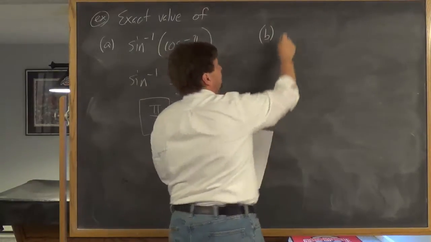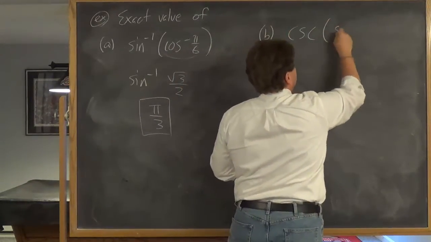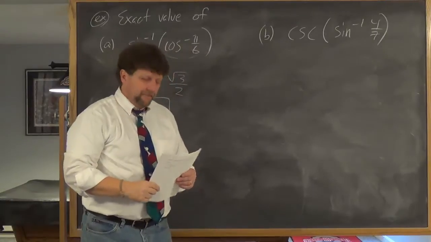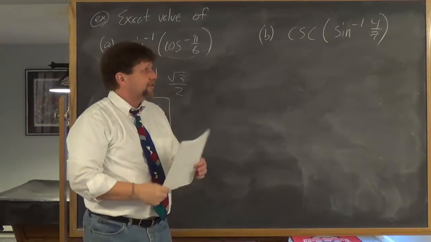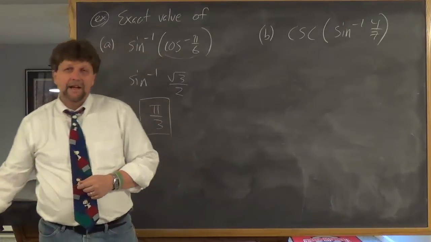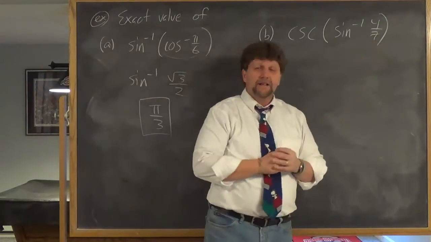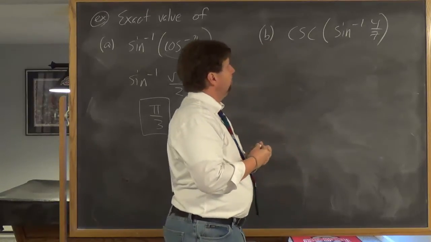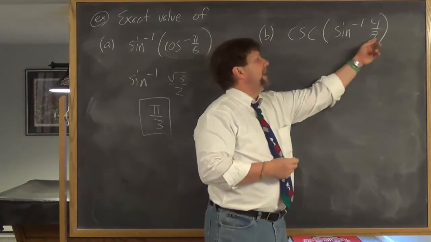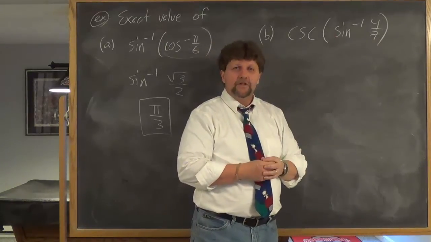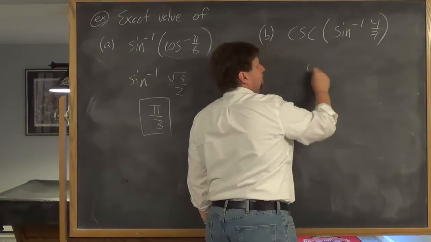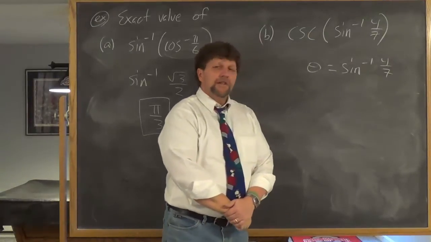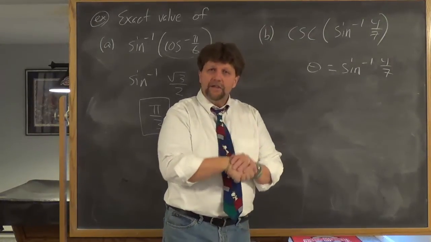Check this one out. This is a little slicker, if you will. The cosecant of inverse sine of 4/7. Alright, so I don't know where that 4/7 is exactly on the unit circle. But it's going to look similar to part C of the last example that I did. In other words, I don't know what this angle is, but I do know it's an angle on the right half of the unit circle. Admit to yourself there is an angle theta that is equal to the inverse sine of 4/7. And it's on the right half of the unit circle.